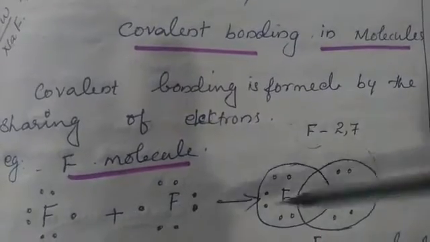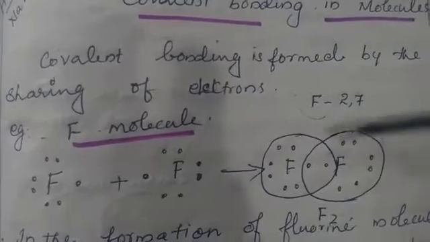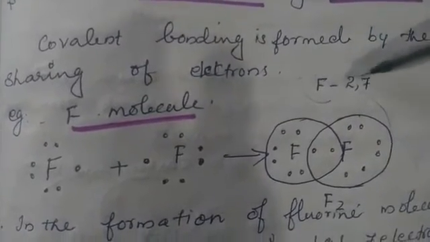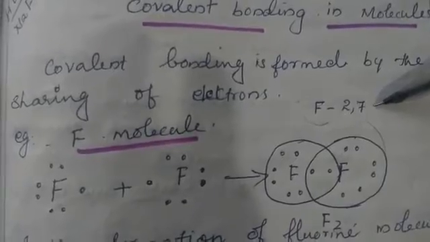Is it clear? Now we can see the covalent bonding in molecules. After that we can see in the compounds. Covalent bonding in fluorine molecule. Fluorine, the electronic configuration is 2,7. So it needs one more electron to complete its octet.